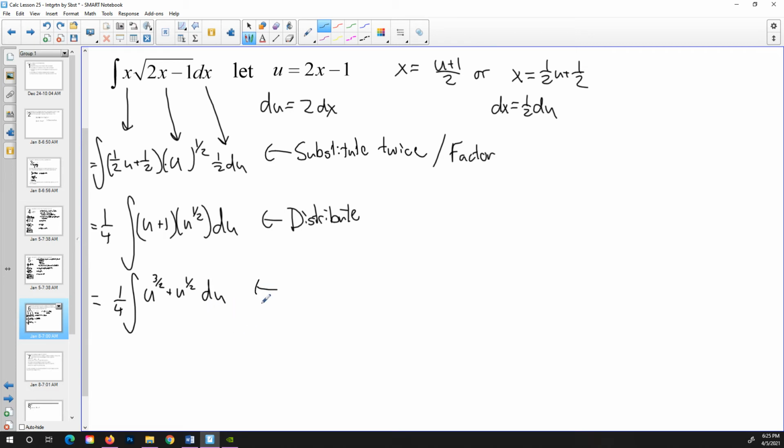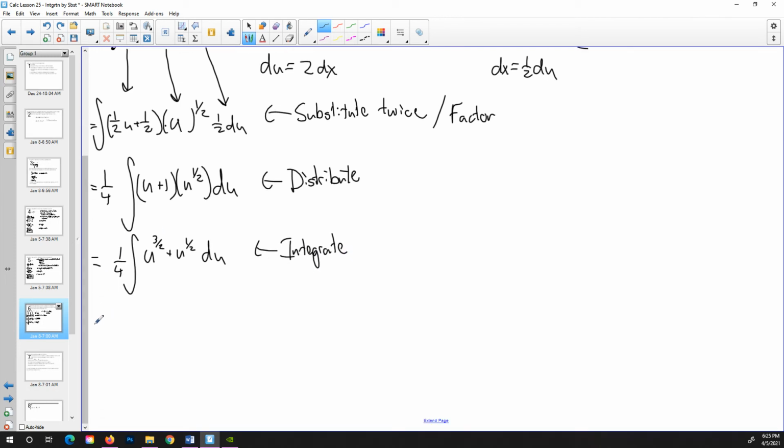And now I'm going to integrate. And we're using the simple power rule on each of those. So I leave my 1/4 out front, put a box there. And so this becomes u to the 3/2 plus 1 over 3/2 plus 1 plus u to the 1/2 plus 1 over 1/2 plus 1, all plus some constant c.